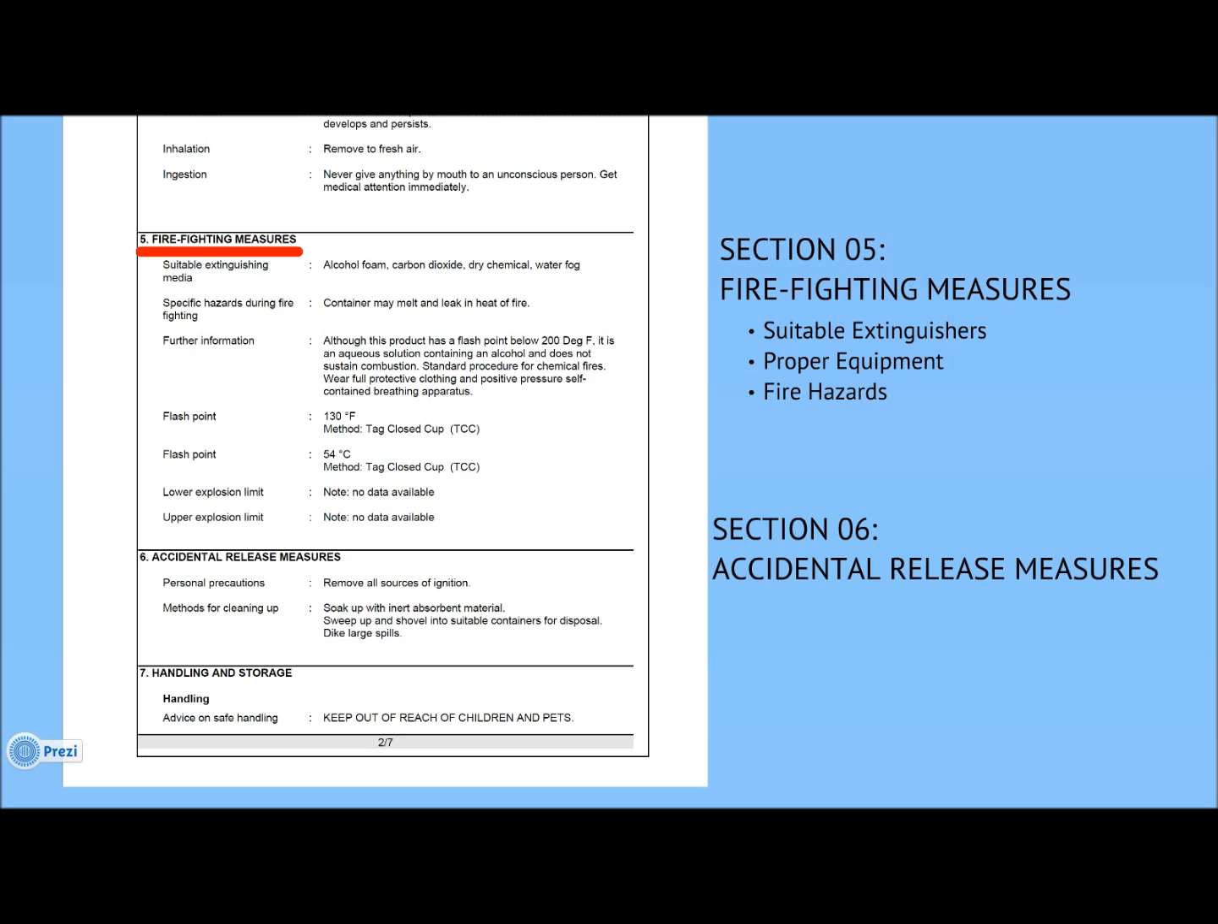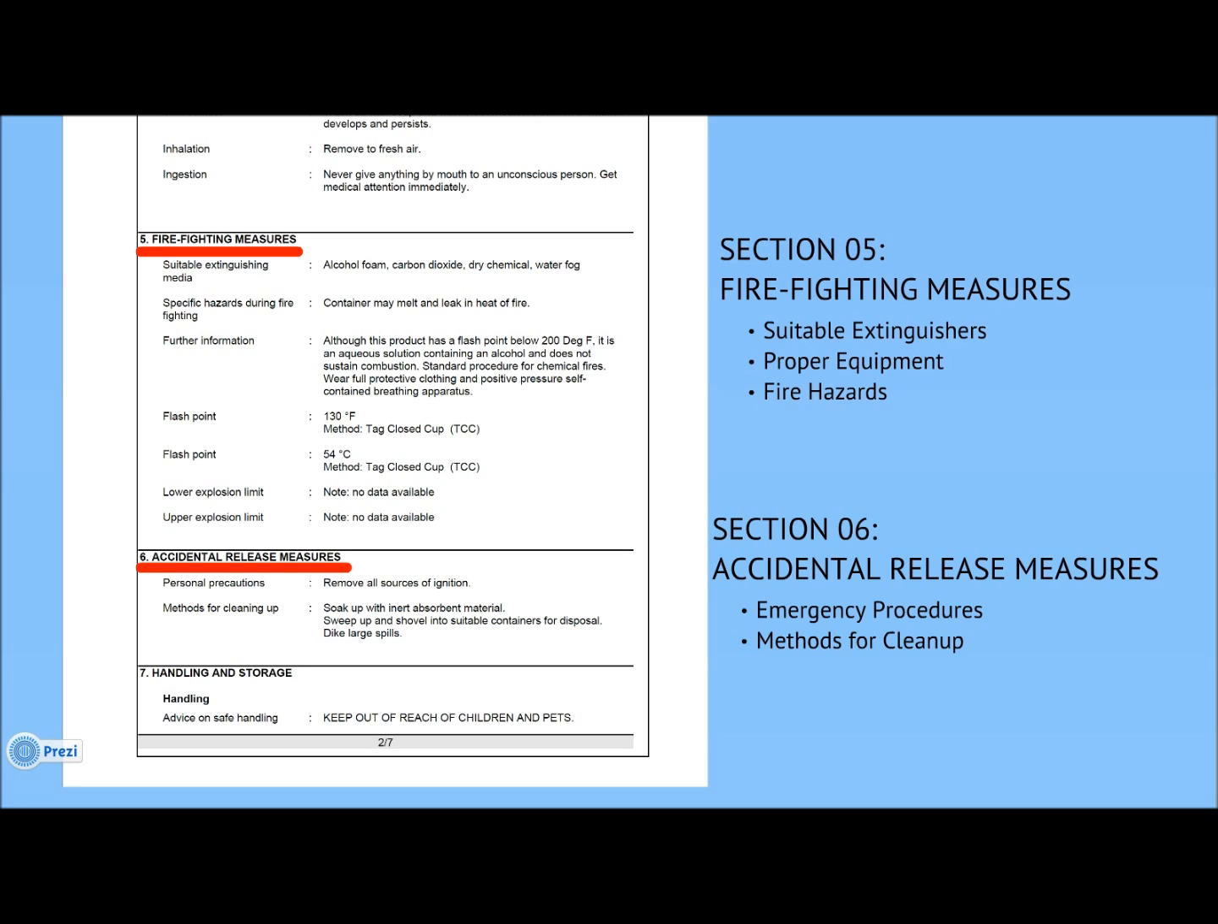Section 6, Accidental Release Measures. This section provides recommendations on the appropriate response to spills, leaks, or releases, including containment and cleanup practices to prevent or minimize exposure to people, properties, or the environment. It may also include recommendations distinguishing between responses for large and small spills.